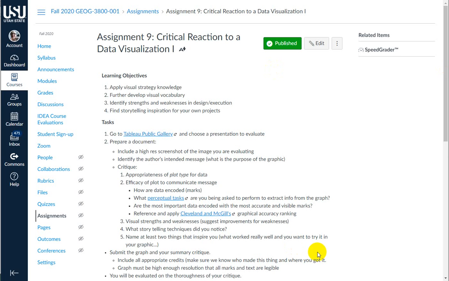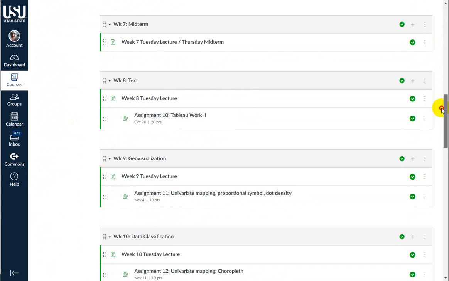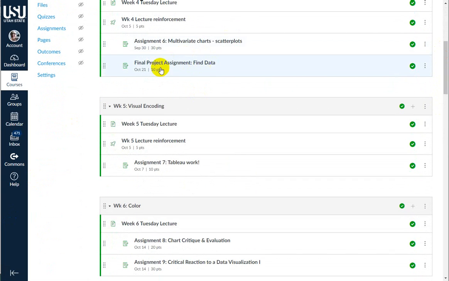And then last but not least, remember you're supposed to be looking for data. We'll be talking about those things over the next couple weeks. I'll be checking in with all of you to make sure that you are having some luck finding some data, but that's due October 21st.